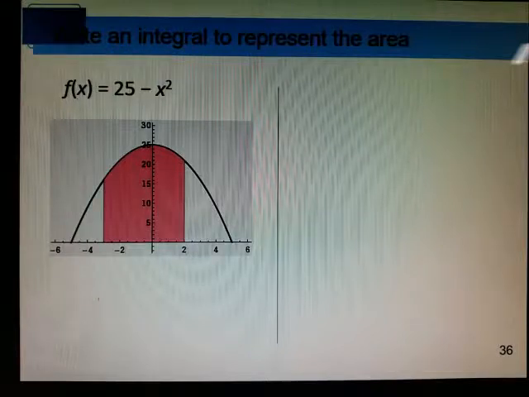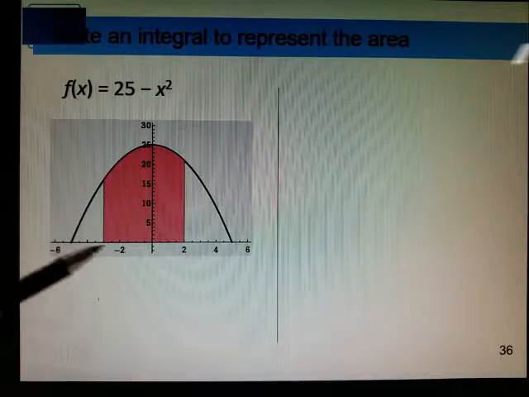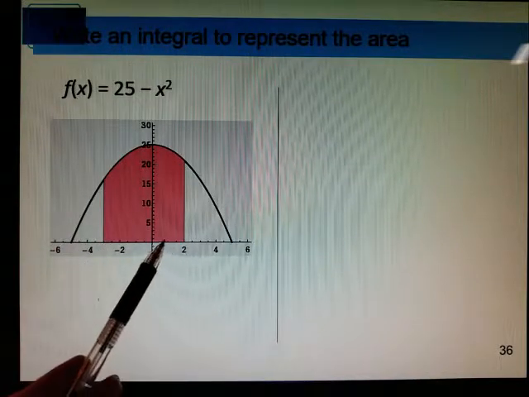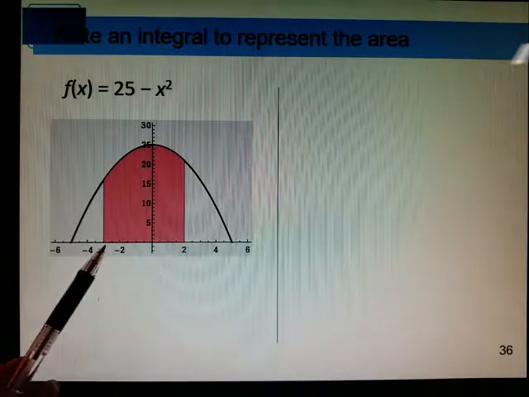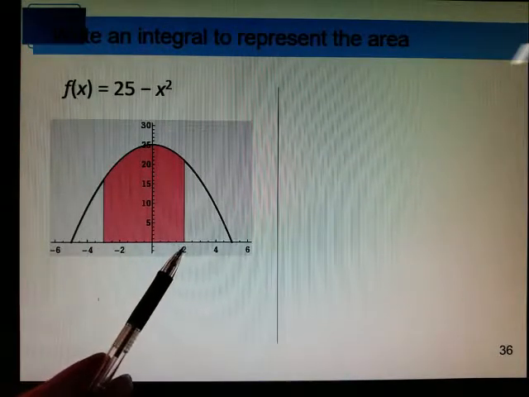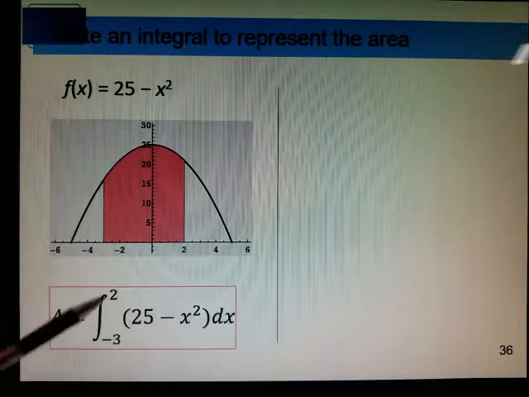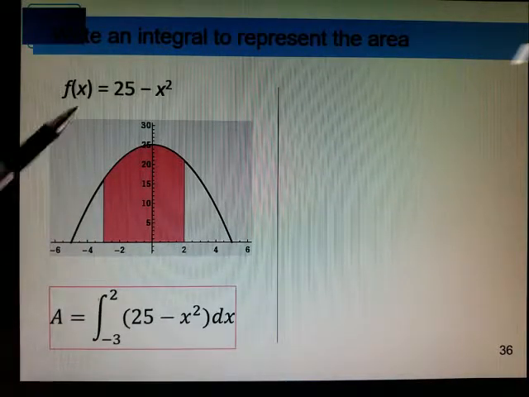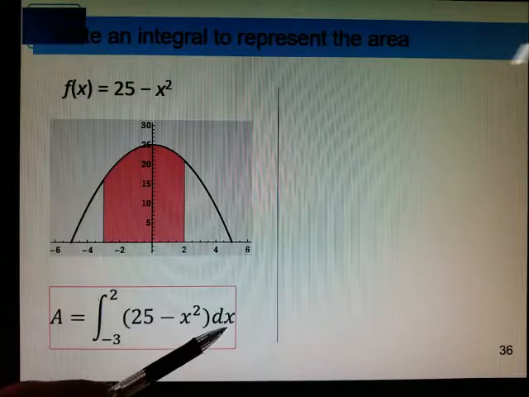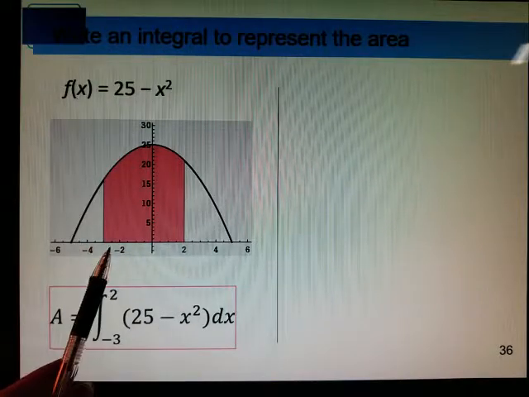So this one says write the integral to represent it. See, my x's are starting at what number and going to what number? That's the first thing you want to ask yourself. They start at -3 and they stop at 2 for this function. So the integral would be from -3 to 2 of the function, and then this was with respect to x, because we're moving along the x-axis.